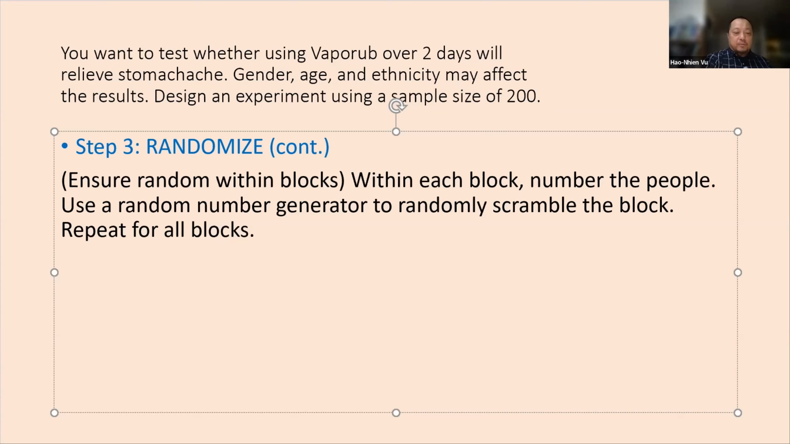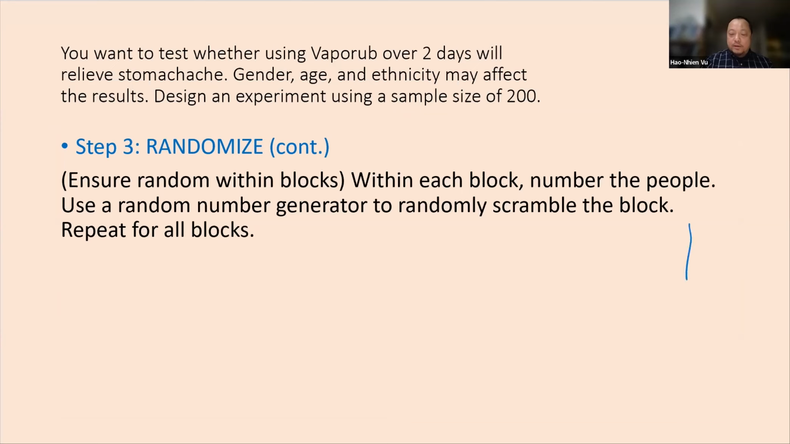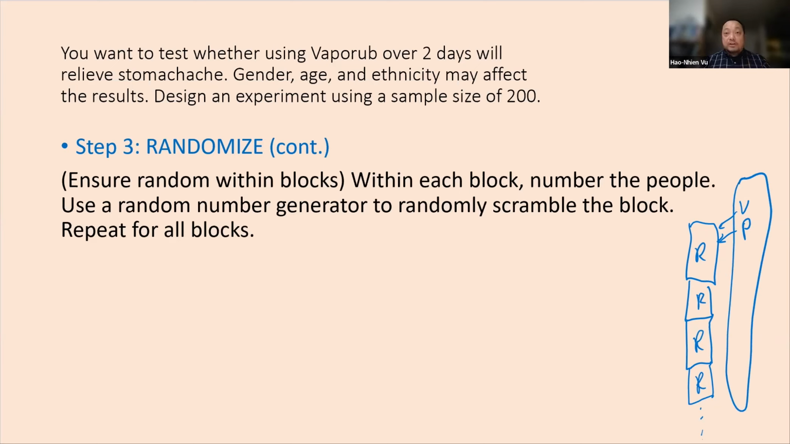Repeat for all blocks. So what I have right now is one block that's all random, and another block that's also all random, and then another block that's random. All these blocks are random. And that way, I can start handing out the jars in alternating order. Vapor up and placebo in alternating order, and it will be random because the jars are not random, but the recipients are random. Overall, I do have random.